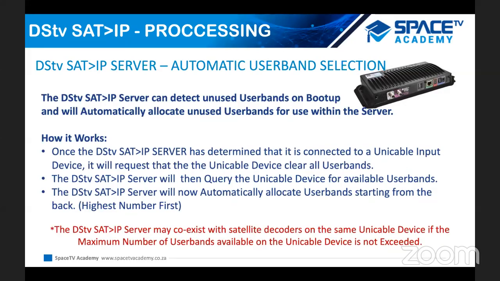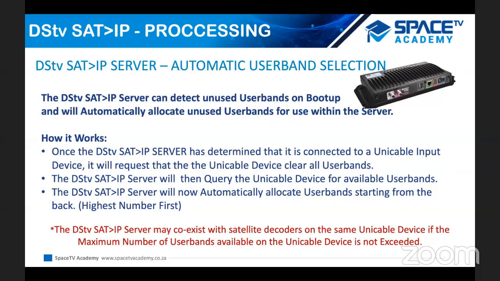And this is an interesting thing which is not necessarily commonly used, but keep this in mind: the DStv SATIP server may coexist with satellite decoders on the same unicable device if the maximum number of user bands available on the unicable device is not exceeded. In other words, typical smart LMBs have 30 user bands, and the server only requires 24 maximum, which means there will be 6 unused user bands on the device.